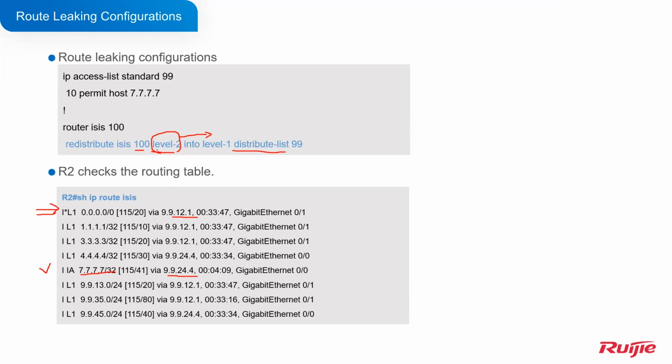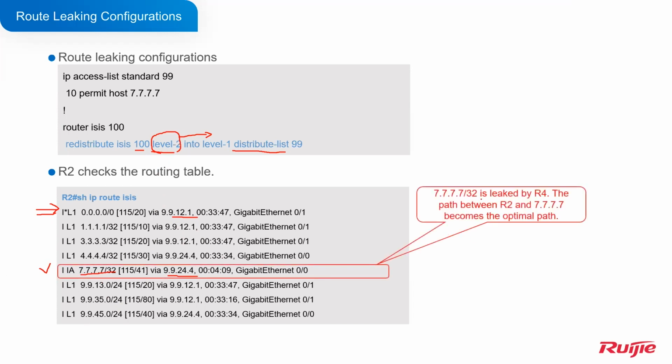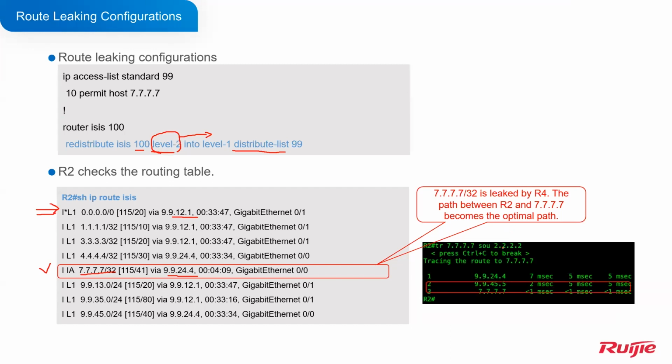Because, according to the redistribution, you already get the detail of 7.7.7.7. So 7.7.7.7 is leaked by router 4. The path between router 2 and the destination 7.7.7.7 becomes the optimal path. So if now you trace route to the destination again, you will find who will be the correct next hop. And only 3 routers you pass to reach your destination. So this is a basic one.